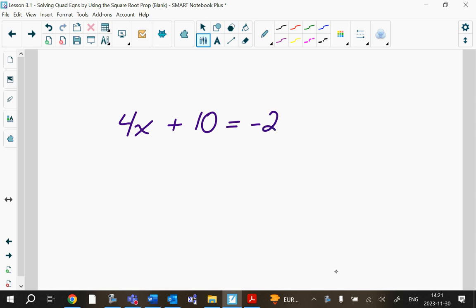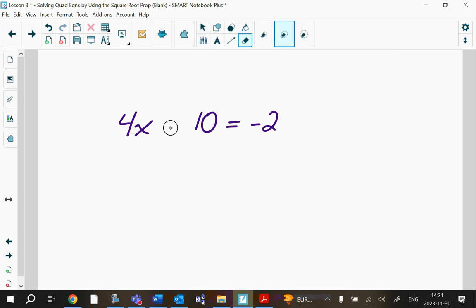No, I'm going to change this. What do we call this? What do we call this thing? Are you kidding me? A what? It's an equation.